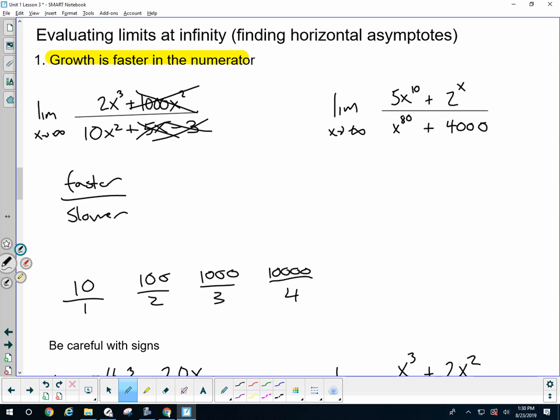What is happening to these numbers as I look at one fraction to the next fraction to the next fraction? What is happening? Discuss with your neighbors. Compare 10 over 1 to 100 over 2 to 1,000 over 3 to 10,000 over 4. What is happening as we go from one fraction to the next fraction?